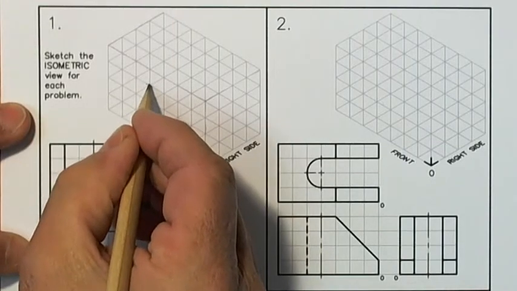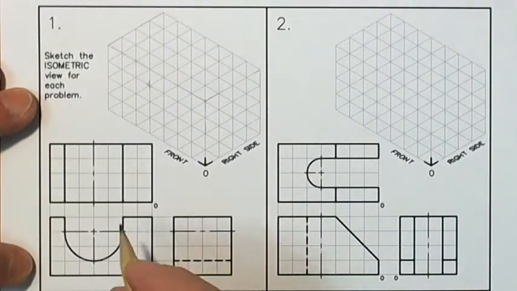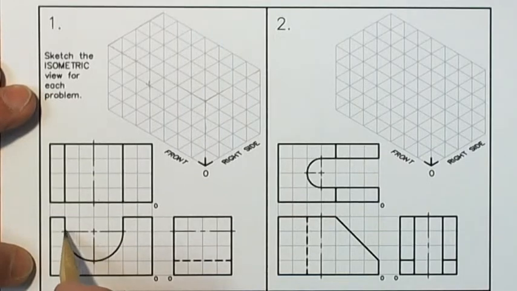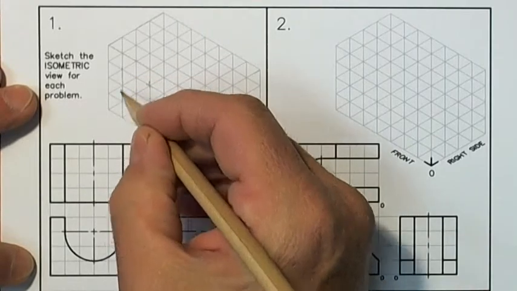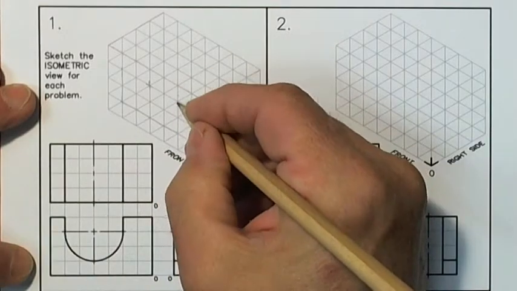This becomes the center mark for the elliptical shape. And since I only have half a circle, I only need half a parallelogram. 1, 2 for the radius. And the parallelogram will be oriented toward the front face.